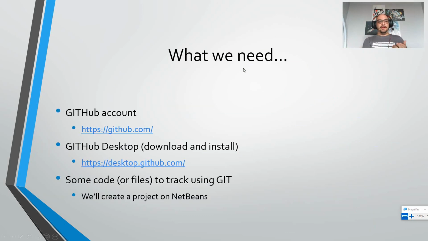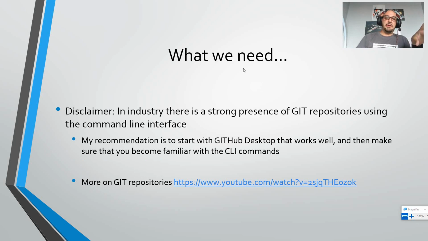So what do we need for this? First of all, we need a GitHub account. You can go to github.com and open your free account there. The next thing we need is GitHub Desktop. There is a link there, desktop.github.com, where you can download and install GitHub Desktop. And the next thing that we need is some code or files that we can track using Git. So we're going to create a project in Nextfins in order to save that to a Git repository. Now, just a quick disclaimer.